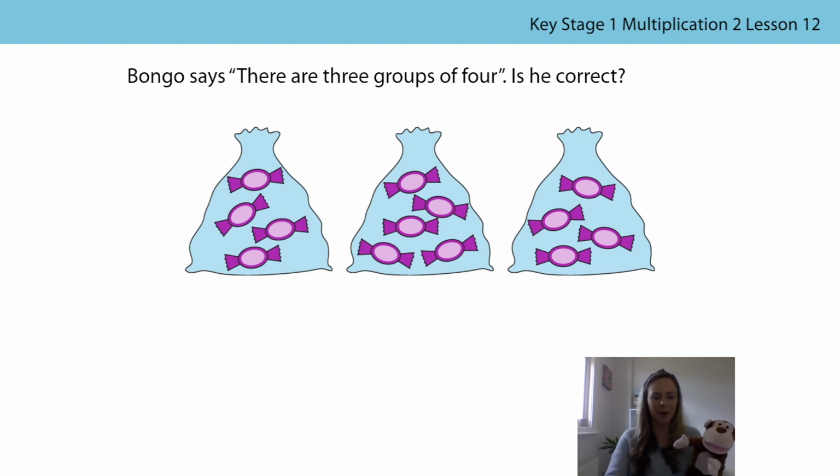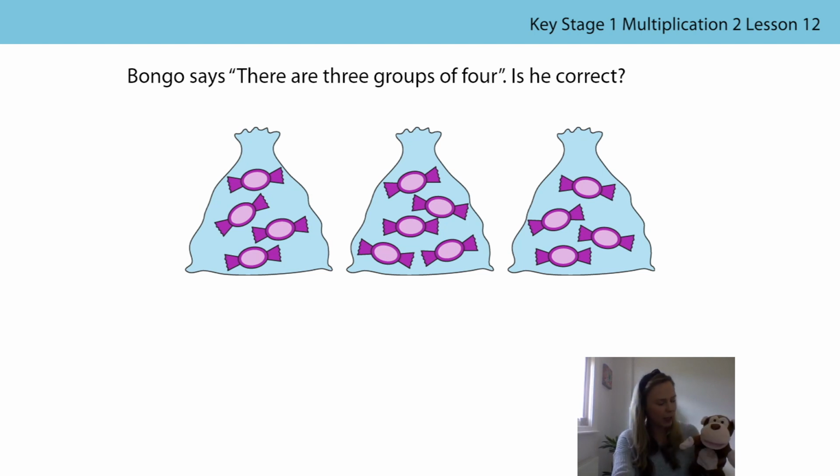We can see that Bongo has got 3 groups. 1 group, 2 groups, 3 groups. How many sweets are in each group? We've got 4 sweets in this group. We've got 5 sweets in this group and 4 sweets in this group. So what's wrong? The groups are not equal.